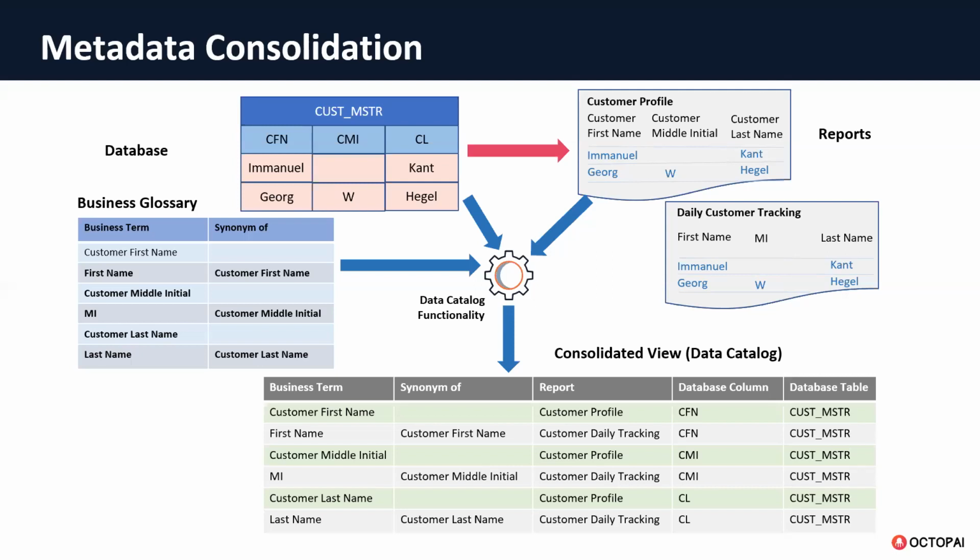So that's impractical, but you can see that there is data catalog functionality that's going to unite all of these different items of metadata, and push them into this consolidated view, which we can now see where we've got business terms, reports, and database structural information all together in one place. So that provides tremendous value in terms of metadata management.